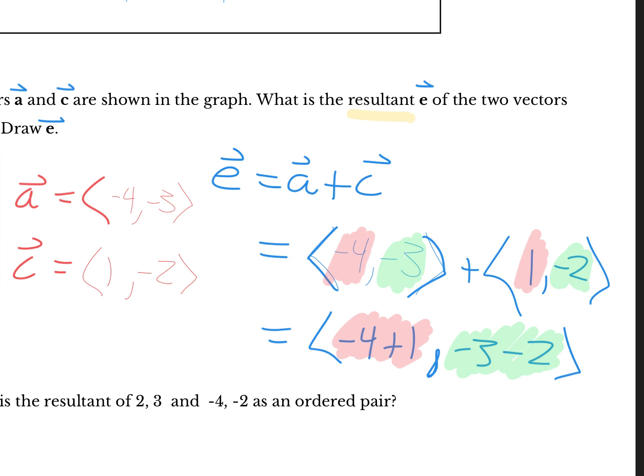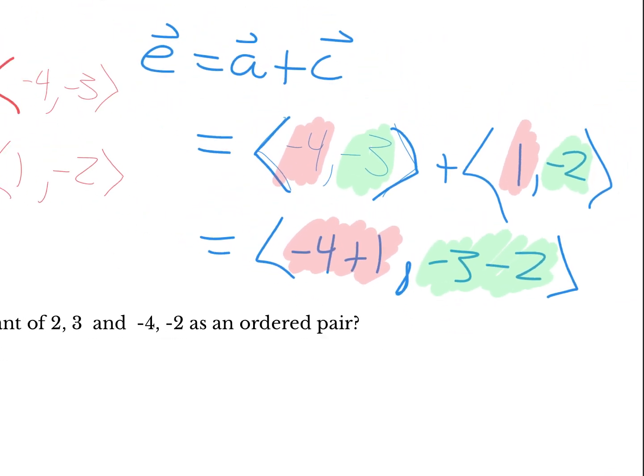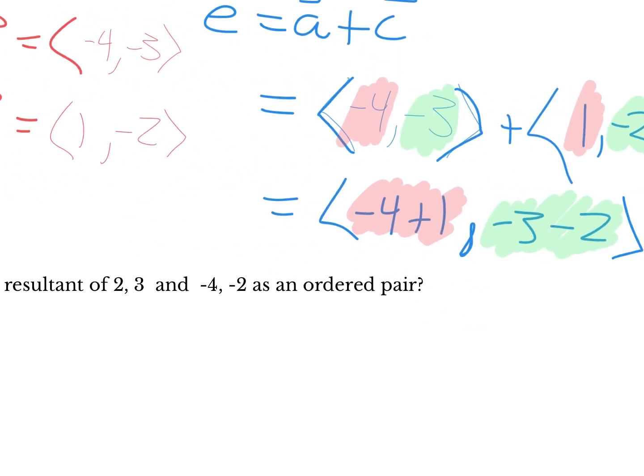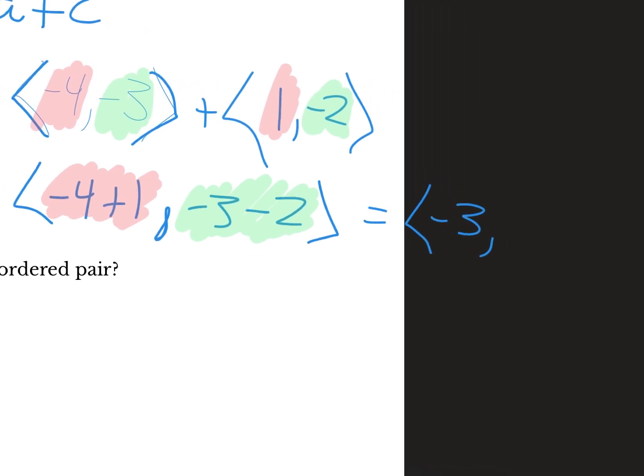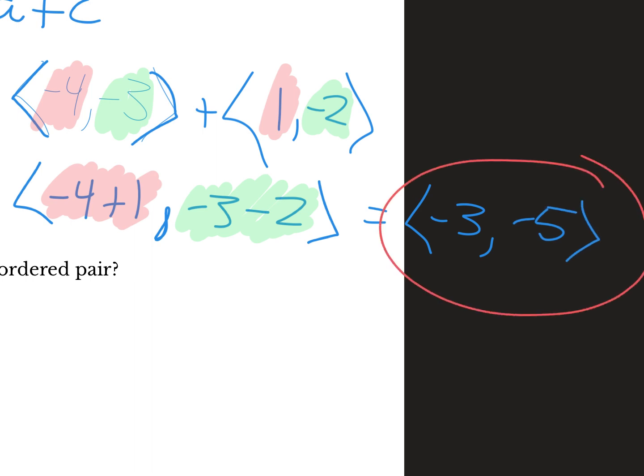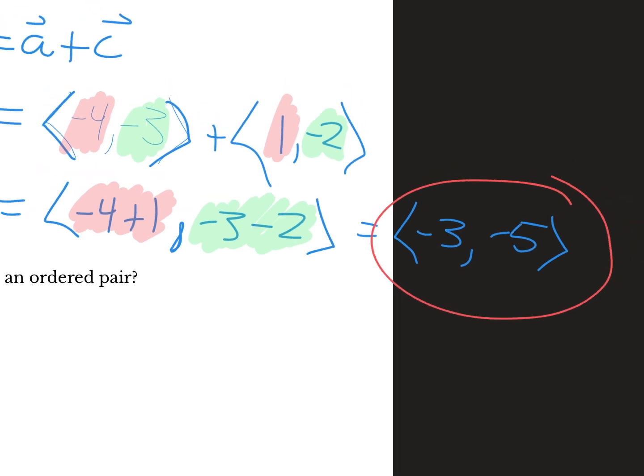So if we go ahead and simplify this or solve it, I ran out of space again, so I'll just go over here. My new x value, -4 plus 1, is just -3. And my new y value, -3 minus 2, is -5. So this is the representation of our resultant vector E as an ordered pair.